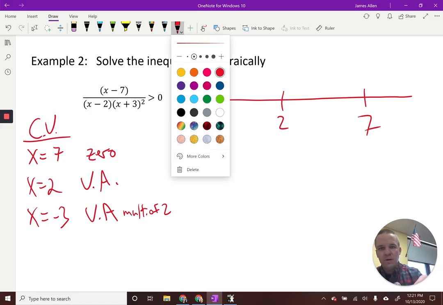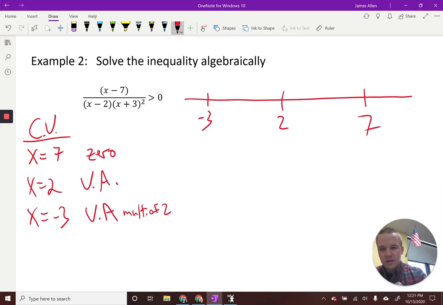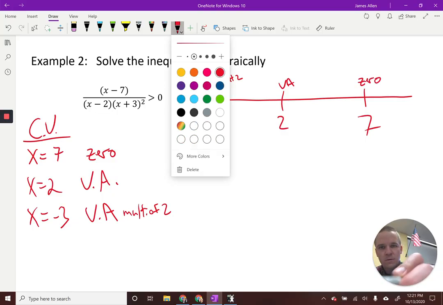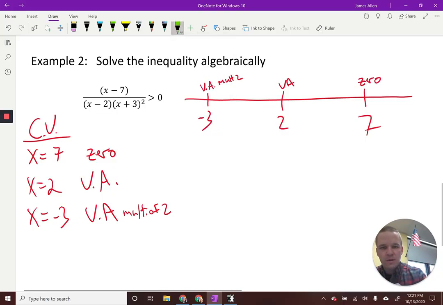And now, what are we going to do for our test values? And actually, one other thing. Let's jot down what they were up here as well. Vertical asymptote, multiplicity of 2. We have a vertical asymptote, and we have a 0. Okay. So my test values, let's go with -4. Let's go with, how about 0? We can go anywhere with 3, 4, 5, whatever. I'm just going to go 3 and then 8. All right. Wonderful. Fantastic. So let's go for it.